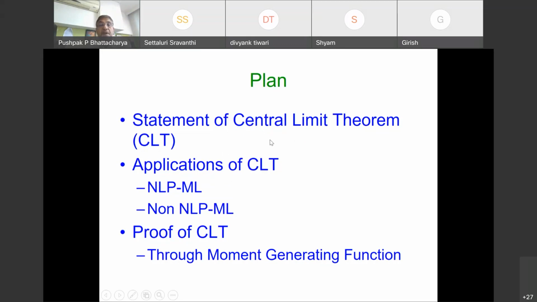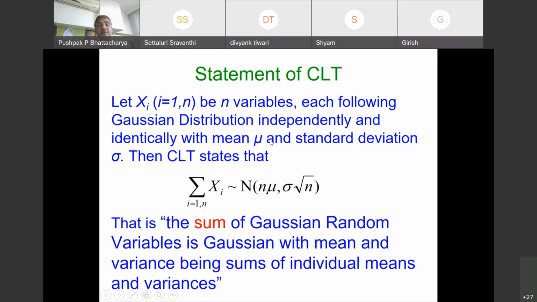So the central limit theorem is stated this way. Okay, let's become mathematical right from the beginning. Let x_i, i equal to 1 to n, be n random variables. Sorry, I should have added random. Each follows a Gaussian distribution. Each variable is a continuous variable and follows a Gaussian distribution independently and identically. So the distribution of x_i is not affected by the distribution of x_j, and they're identically distributed. That means each of these variables has the same mean mu of the normal distribution and the same standard deviation sigma.